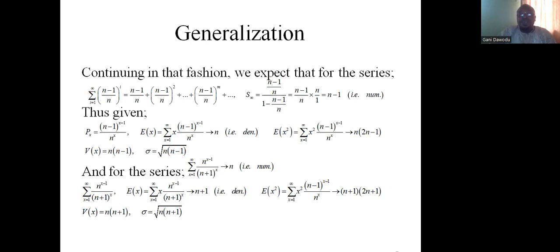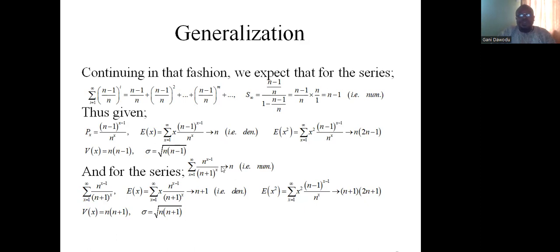Okay, so it will convert to the numerator, which is n-1, and the expectation will convert to the denominator, which will be n. Then the expectation of s squared will be this, such that the variance will be this, and the standard deviation will be that. What if it's the n type?